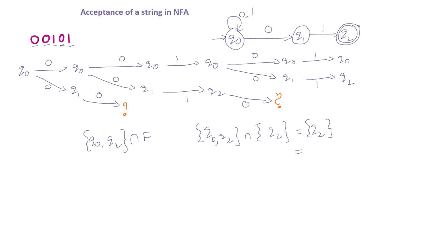The result is not equal to 5 (empty set). So the given string 00101 is accepted by the given NFA. When you find the intersection, if you got the answer as 5, the string is not accepted by the NFA.